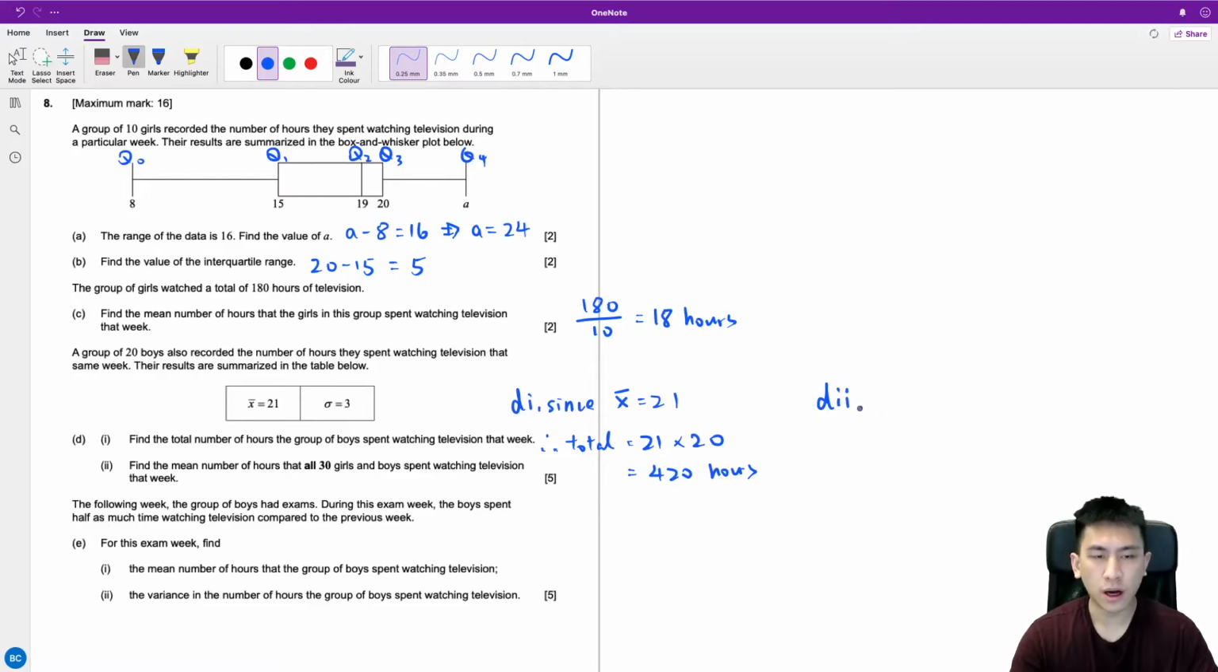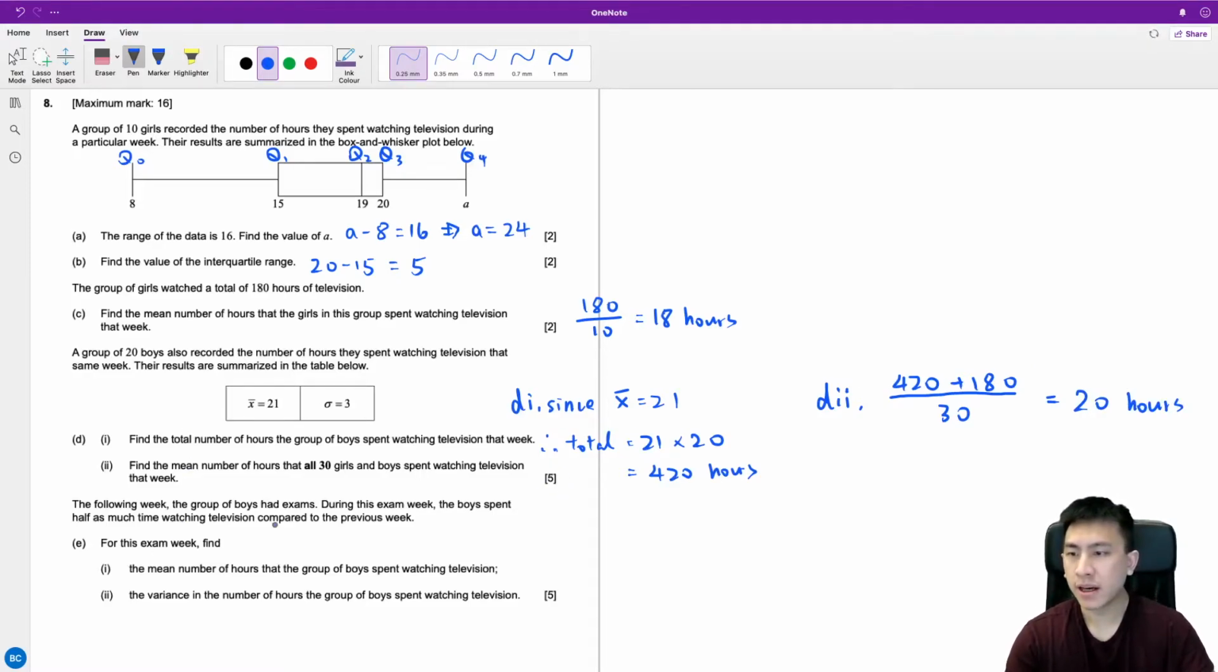So you know the total amount of hours spent by the boys is 420, and the total amount by the girls is 180, so you just add them together. That would be the total amount watched by all the boys and all the girls. Then simply divide by the number of boys and girls: 20 boys and 10 girls, so divide by 30. That nicely adds to 600, and 600 divided by 30 is 20 hours. So I have no idea why this is 5 marks. It's so easy, just 2 steps.